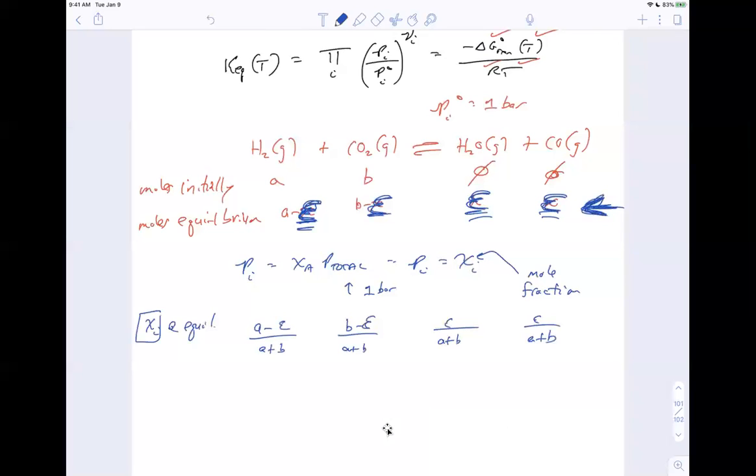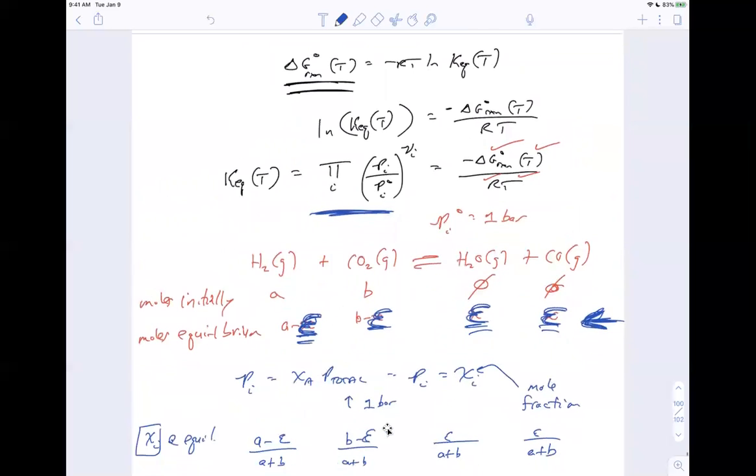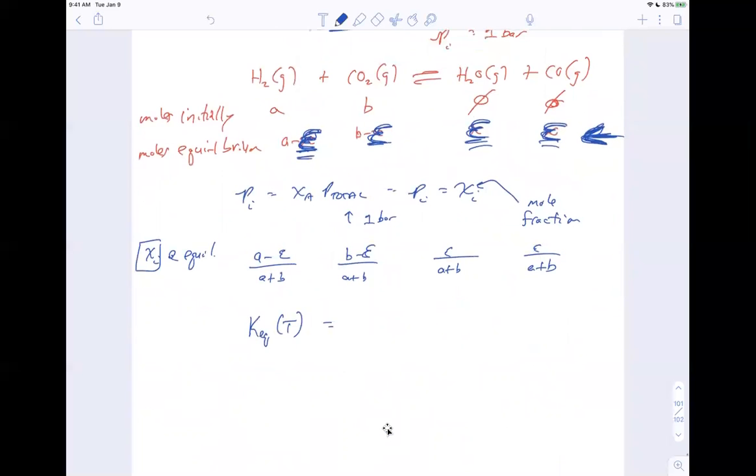And the rest is now fairly easy, because you can then say K equilibrium at T, which we just defined as this product here, is really just going to be the mole fractions that we have raised to the stoichiometric coefficient. So it's going to be epsilon of H2O raised to the nu H2O, epsilon CO raised to the nu CO. So what is the mole fraction here? All of these will be over A plus B, because that's the mole fraction of these.